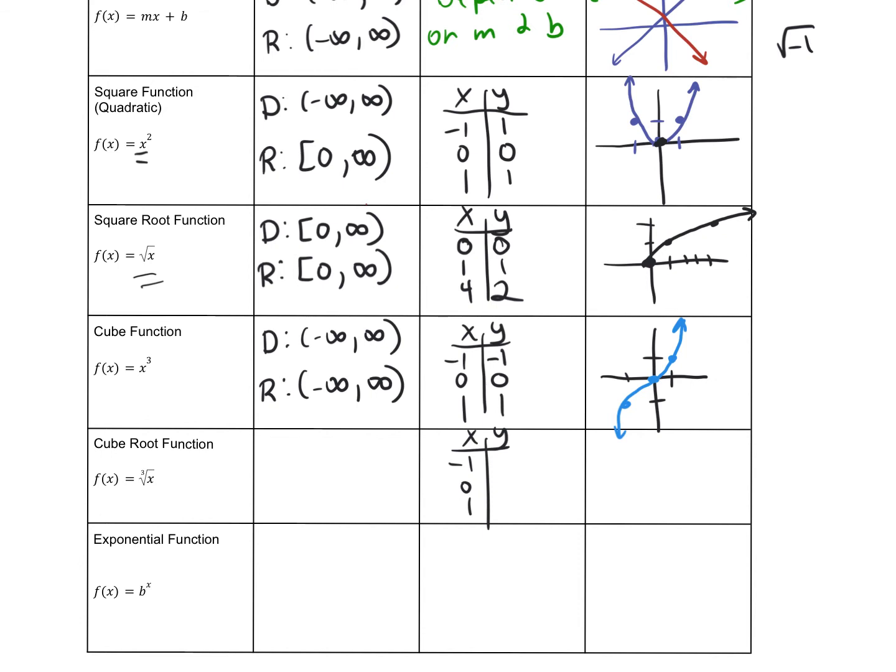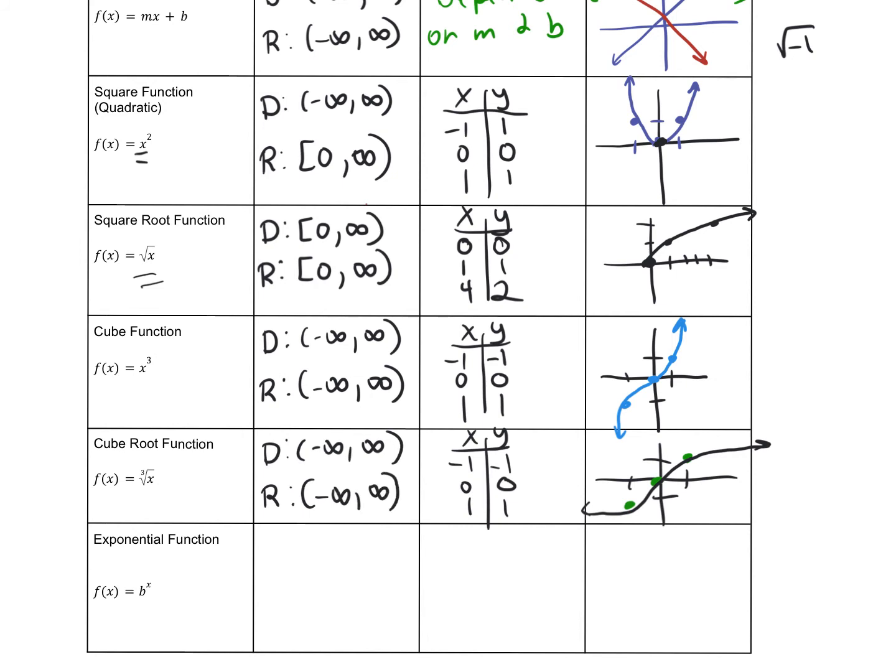Now, taking the cube root is really asking what number times itself 3 times will give me negative 1. It's negative 1. What number times itself 3 times will give me 0? It's 0. And what number times itself 3 times will give me 1? It's 1. So this is going to look something like this. I'm going to have a point here in the middle, 1, 1, negative 1, 1. So it's going to look something like this. For a cube root function, I can plug any x in I want, and I can get any y I want. So my domain and range are both infinite.